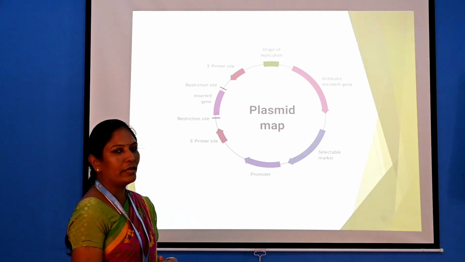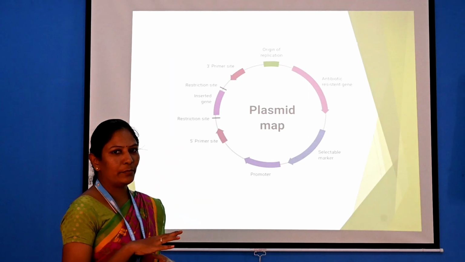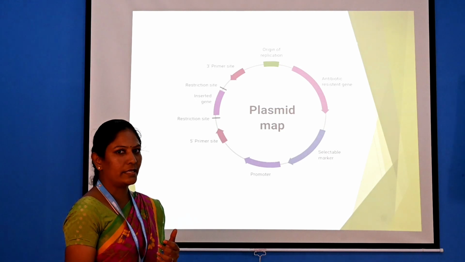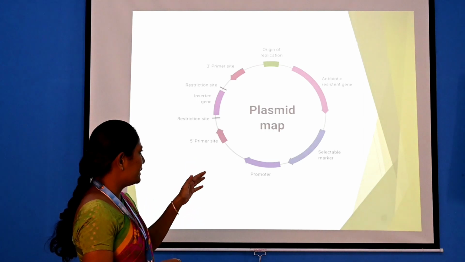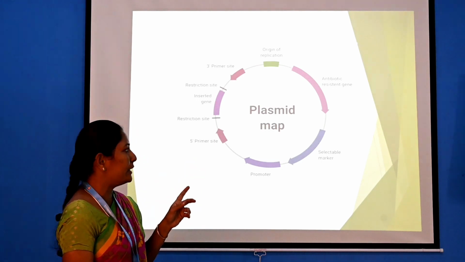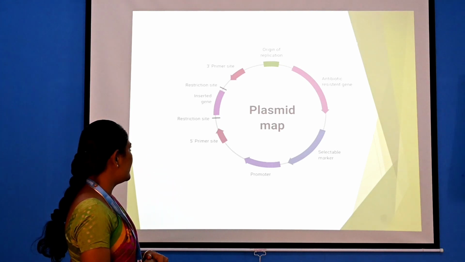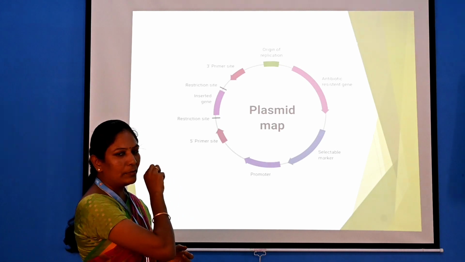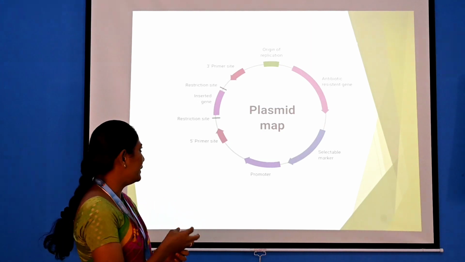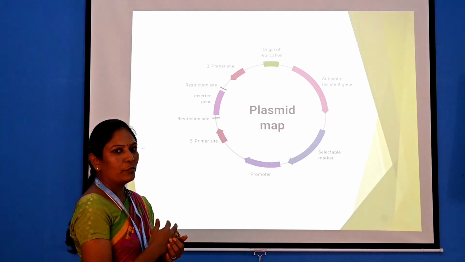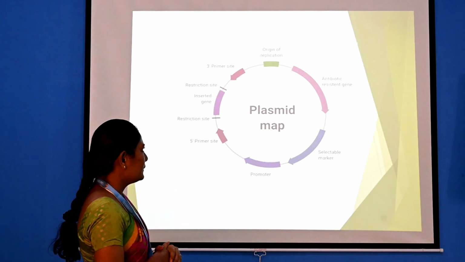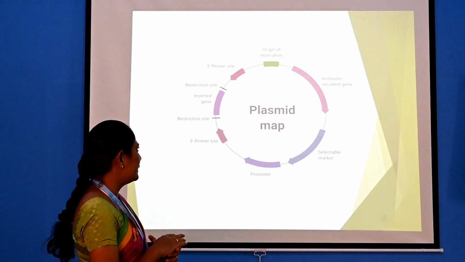The second one is the antibiotic resistance gene. In this antibiotic resistance gene, we can insert any antibiotic resistance region, like ampicillin or tetracycline. Then the selectable markers, then the promoter region, then the 5' and 3' sites. Next one is the restriction sites, then the inserted gene. In the place of the inserted gene, we can make a recombinant DNA for the use of recombinant DNA technology.